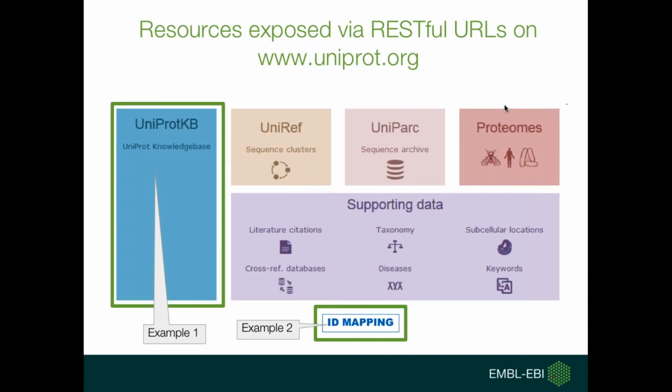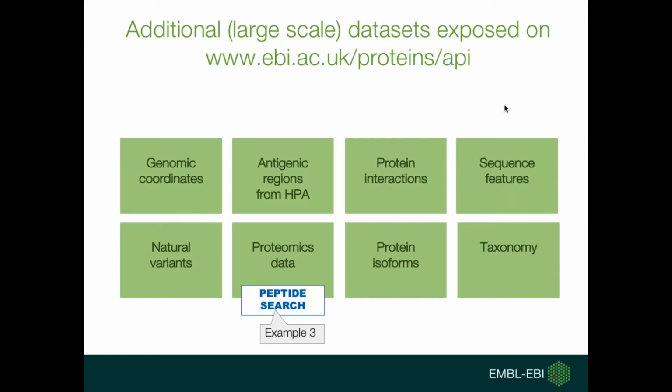UniProt has also started providing many additional datasets, many of those large scale, which are not necessarily exposed at all on the uniprot.org website, but instead are only exposed programmatically via www.ebi.ac.uk/proteins/API. Those datasets and services cover, for example, genomic coordinates. This would allow you, for example, to get the genomic coordinates for a given human protein, or the other way around. If you provided the genomic coordinates on a human chromosome, it would give you the UniProt IDs that map to that particular location.